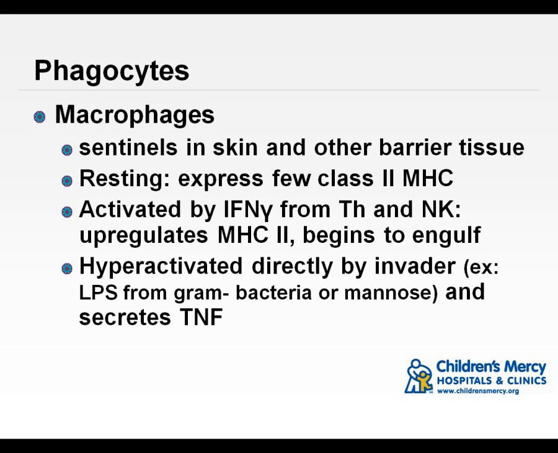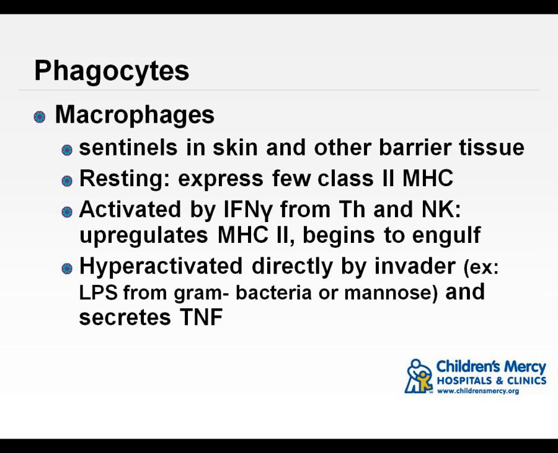Okay. So the next part of the innate immune system we're going to talk about are the phagocytes, one of which is a macrophage. If you think of the macrophage, you can think of this as a sentinel on the skin and other barrier tissue, tissue that serves as a barrier between the outside and your body. So these sentinels are just sitting around waiting for something to happen. In the resting state, they express a few class 2 MHCs. These are the presenting proteins on the outside of cells.